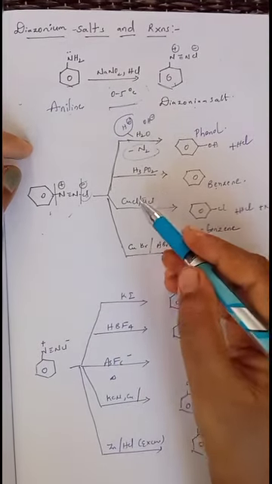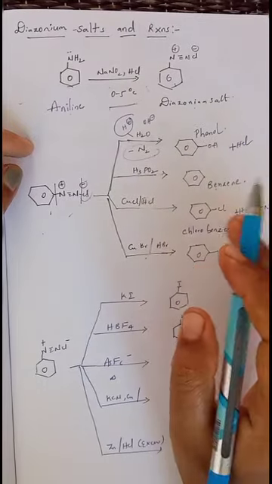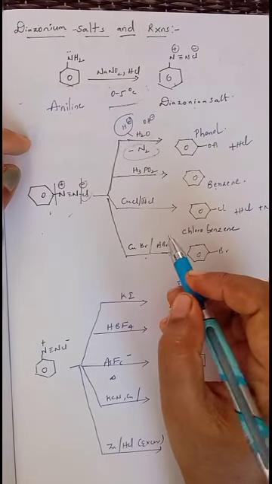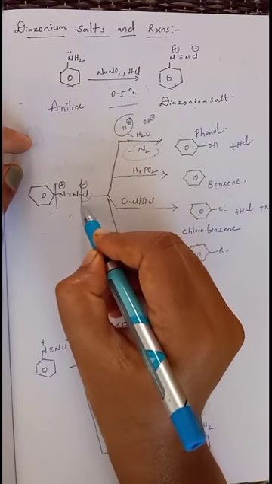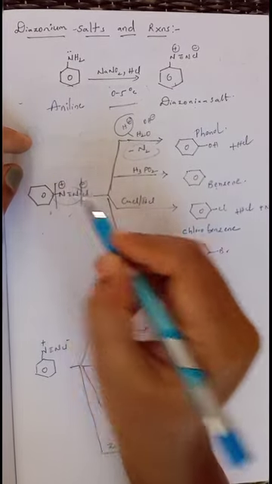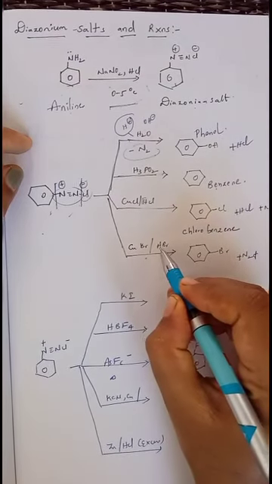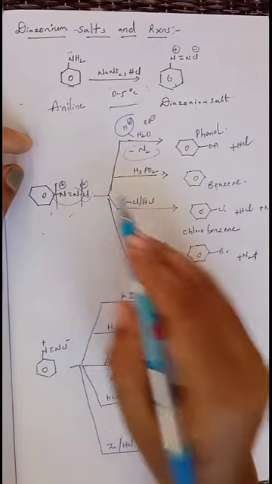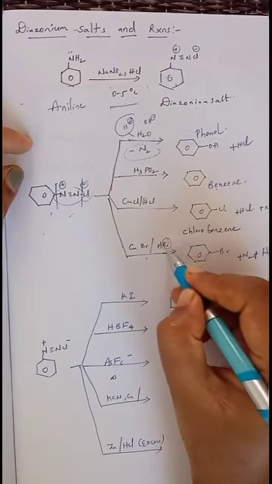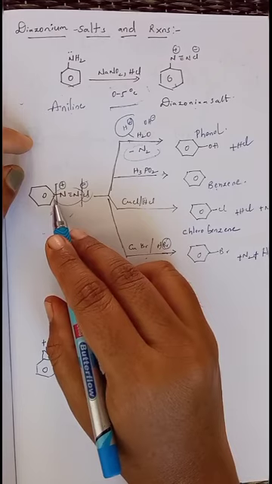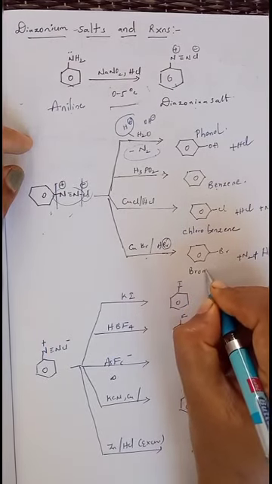When in place of cuprous chloride, if you take cuprous bromide and hydrogen bromide, the same reaction will take place. The same reaction in the sense that the bond breaks between carbon and nitrogen, nitrogen and chlorine, and N2 gas is released. Plus hydrogen from here and Cl from here react together and are eliminated as HCl. What is left here? Bromine. This bromine can be attached to this benzene ring, converting it into bromobenzene.